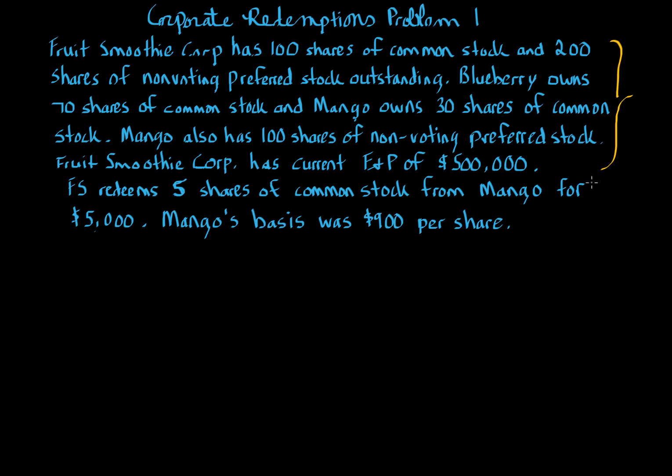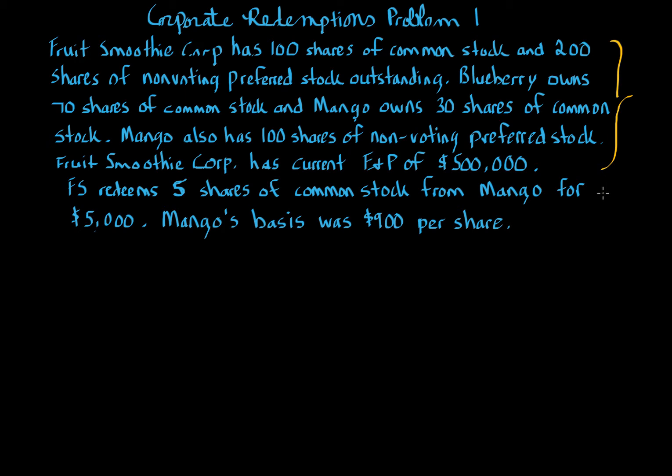So let's go ahead and read the actual problem, the basic set of information, the facts. Fruit Smoothie Corporation has 100 shares of common stock and 200 shares of non-voting preferred stock outstanding. Blueberry owns 70 shares of common stock, and Mango owns 30 shares of common stock. Mango also has 100 shares of non-voting preferred stock. Now, Fruit Smoothie Corporation has current earnings and profits of $500,000.